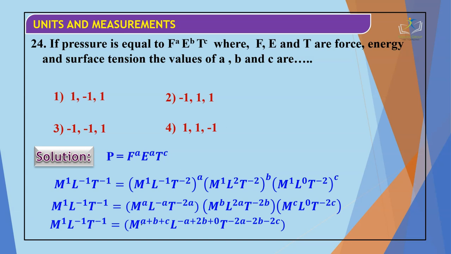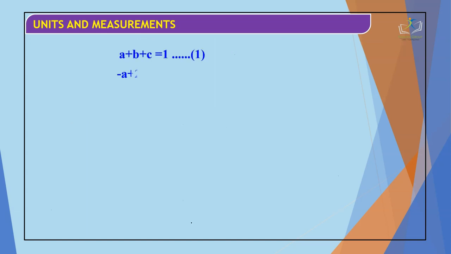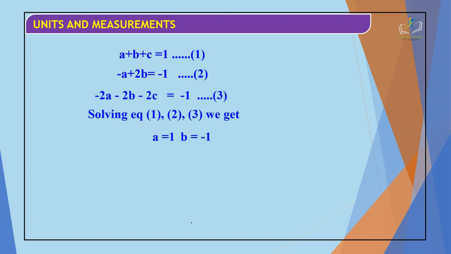Now after comparison, what we can see: a plus b is equal to 1, and a minus 2b plus 0 is equal to minus 1, and minus 2a minus 2b minus c is equal to minus 1. So from this particular term, we can easily calculate the value of a in terms of b, and by that value we can put it in any equation and get the values of a, b and c. So after solving, we get a equal to 1, b equal to minus 1 and c equal to 1.